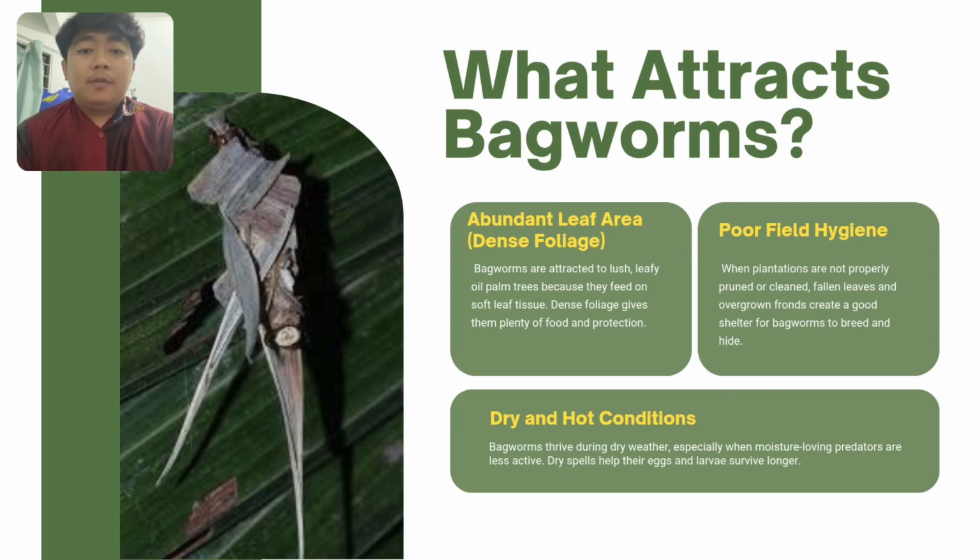Thirdly, bagworm actually thrive during dry and hot conditions. While we might think dry weather would harm them, it's actually when moisture-loving predators are less active. Dry spells help their eggs and larvae survive longer because their natural enemy are weakened.